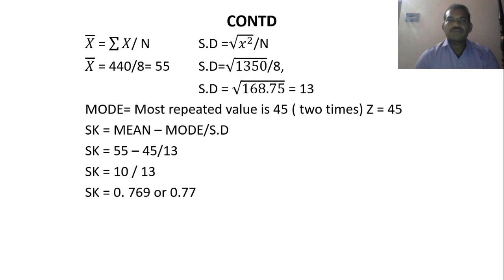Therefore standard deviation is equal to the square root of sigma x square divided by n. Therefore standard deviation is equal to the square root of 1350 divided by 8.